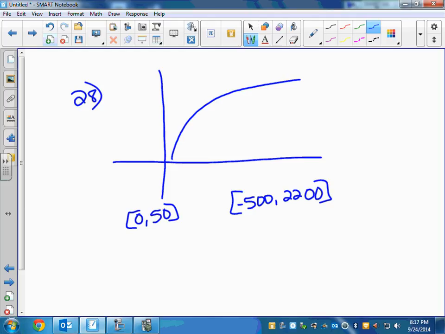Part B says find the marginal revenue. I just wanted to point out I helped a few people with this yesterday, and they all made the same mistake.